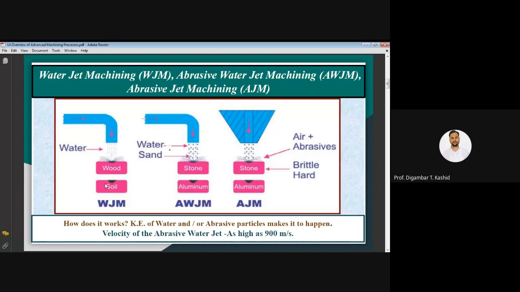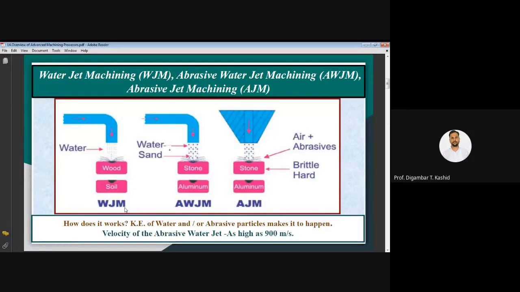and they started thinking on that phenomena, how the water is going to cut, or how this water is going to remove the material from the wood or your soil. So researchers started thinking, and after taking some inspiration from that phenomena, they developed one process, and that is known as water jet machining, WJM.